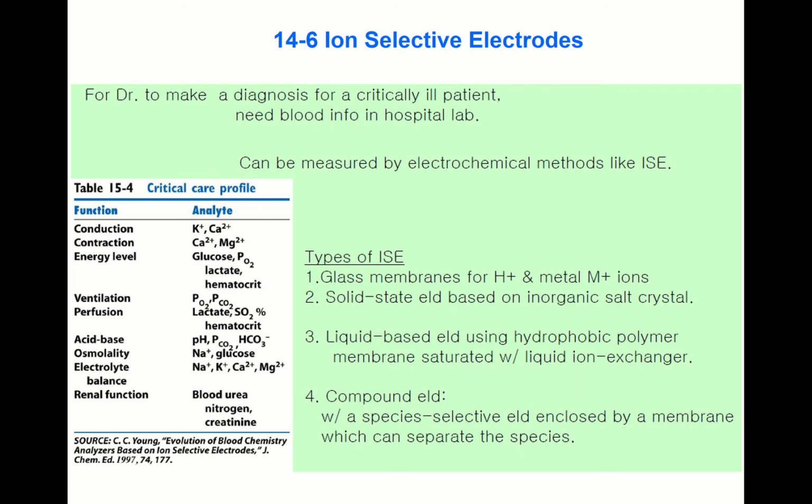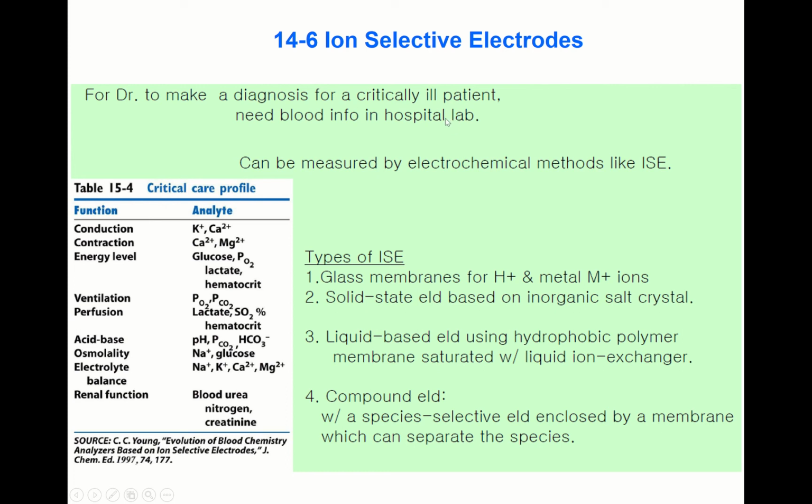Now let's consider other types of ion selective electrodes. Ion selective electrodes are very important for practical purposes. They are widely used for clinical purposes, because they are very fast responding to the analyte.